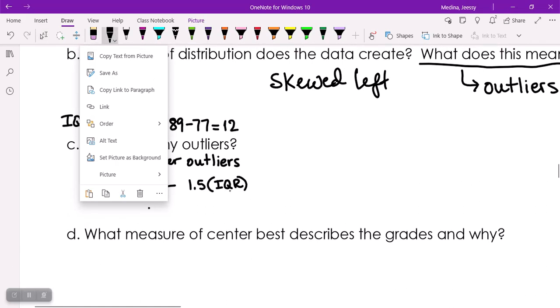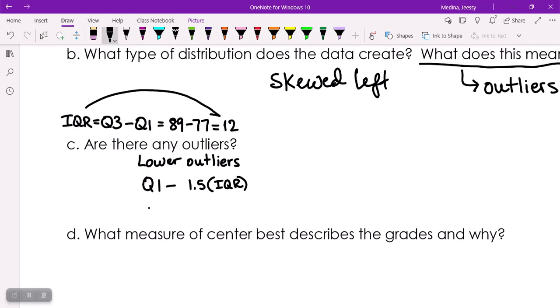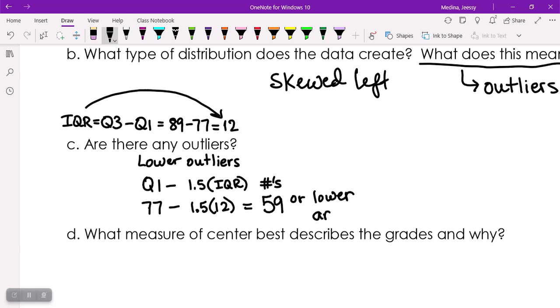All right, so we know that IQR is 12. Clear? And Q1 we said was 77. So 77 subtract 1.5 times 12 is how much? 59. So numbers 59 or lower are outliers. Or I should say lower outliers, okay?